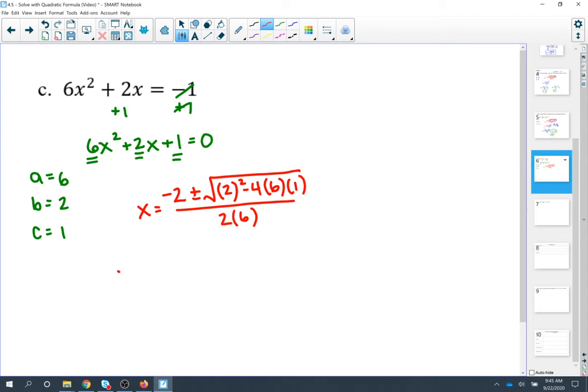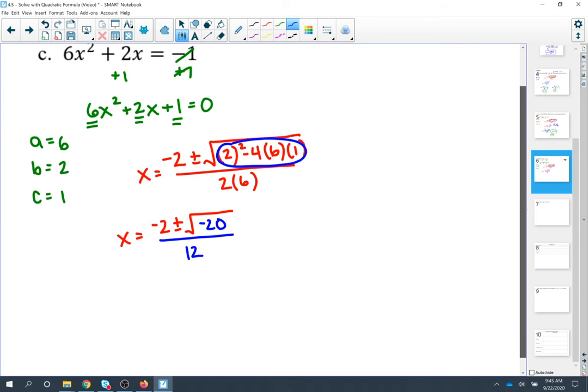If we simplify this, x equals negative 2 plus or minus the square root, but I'm going to make it shorter. Then I'm going to use my calculator, and I'm going to take 2 squared minus 4 times 6 times 1, which is negative 20, all over 2 times 6, which is 12.